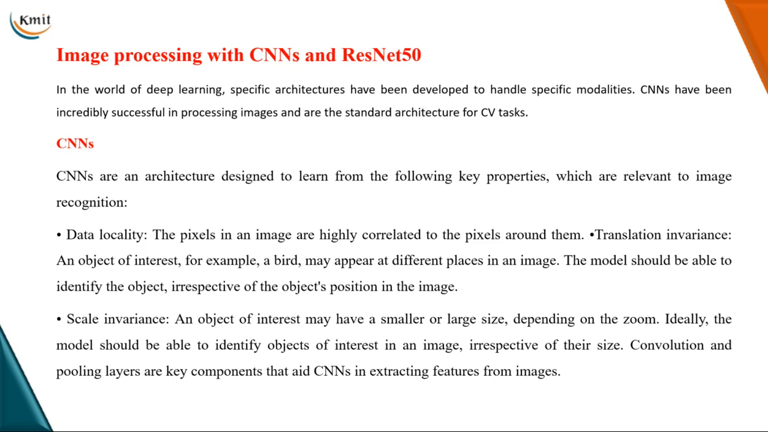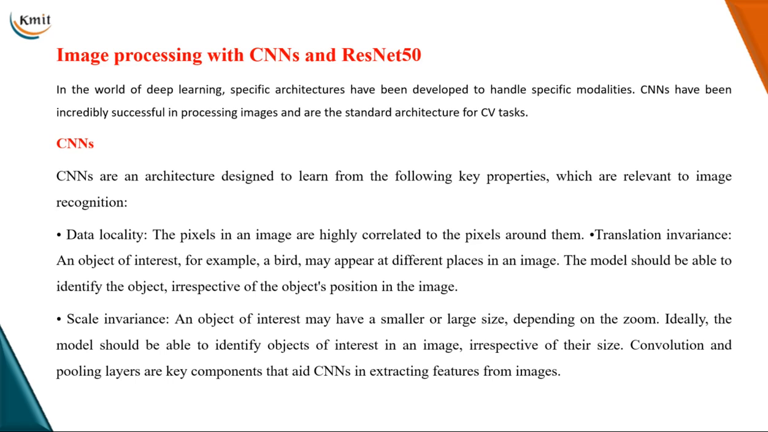When I talk about translation invariance, an object of interest, for example a bird, may appear at different places in the given image. We may observe multiple birds appearing. The model should be able to identify the object irrespective of its position in the image. This is called translation invariance. An object of interest may also have a smaller or larger size depending upon the zooming that we do. Ideally, the model should be able to identify objects of interest in an image irrespective of their size. This is called scale invariance.